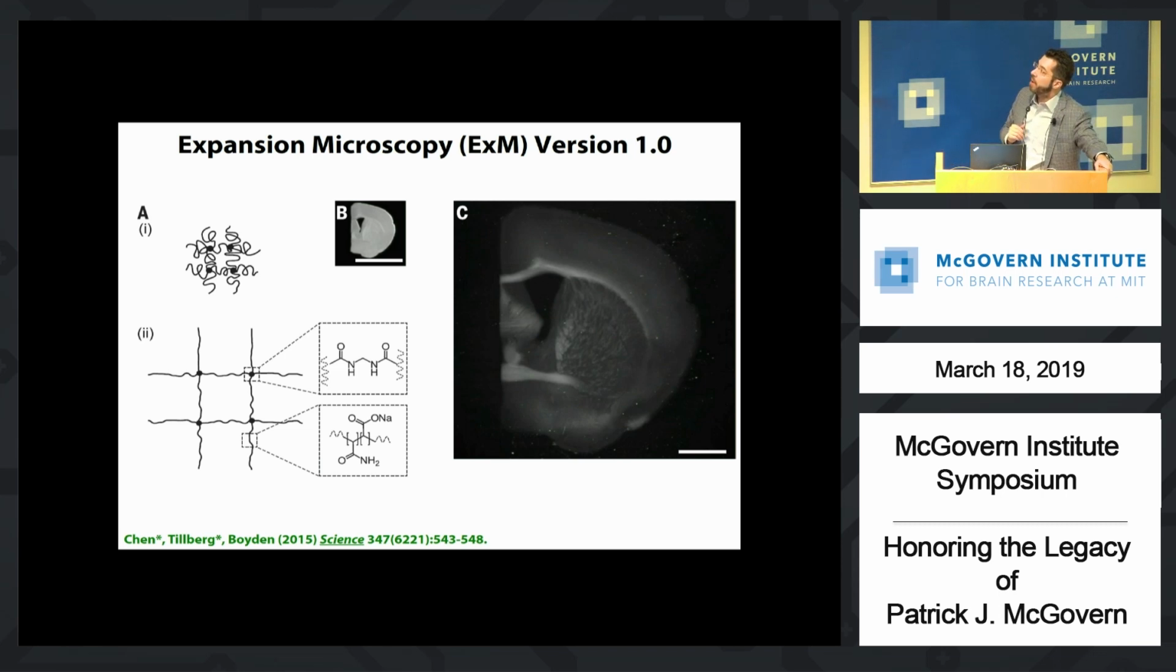In panel B is a piece of the mouse brain, and in panel C on the right is the same piece of mouse brain tissue about a day and a half later, when we have blown it up by about 100 times in volume, about 4.5 times in each direction. And in the upper left is a cartoon of the dense polymer mesh.